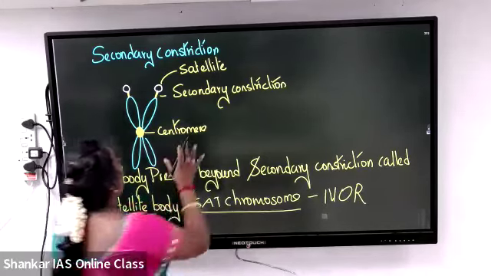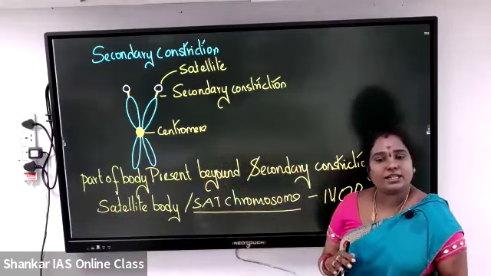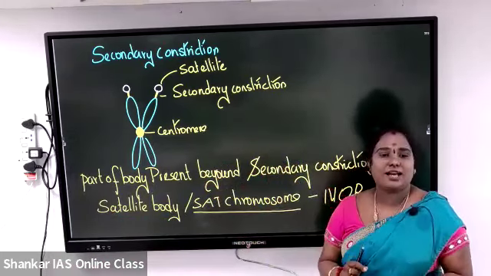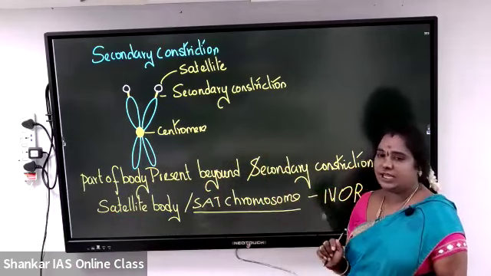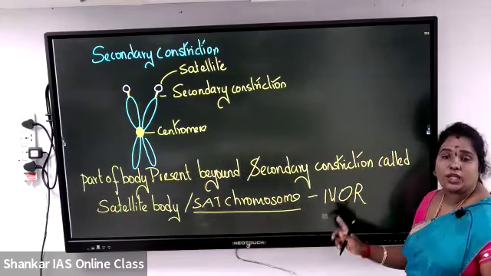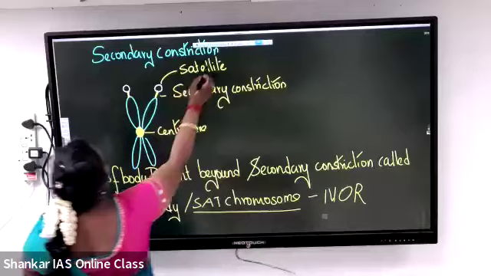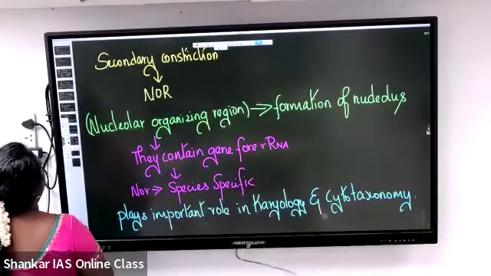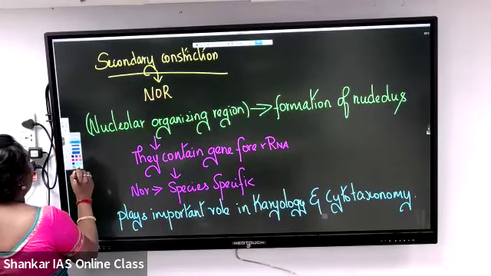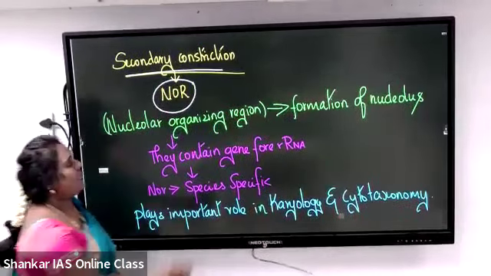And now we are going to study what the secondary constriction is. Apart from the primary, there is an additional part, we call it the secondary constriction. Above the secondary constriction, we have a part of the body called a satellite body or satellite chromosome. And this satellite chromosome has a special region called the nucleolar organizing region. Now in detail, again, we'll study what a satellite chromosome is, because we'll finish off with the satellite chromosome. They have what region? Nucleolar organizing region.